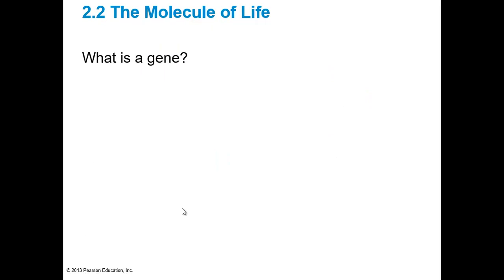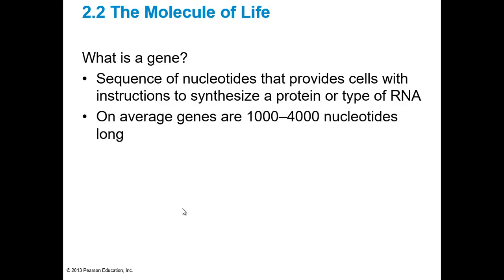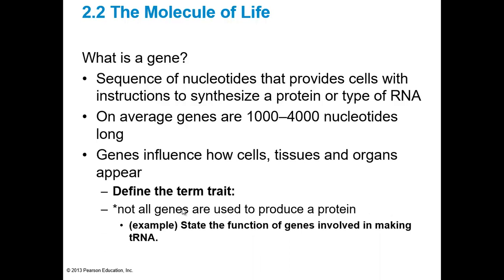Okay, in terms of genetic structure, what is a gene? A gene is just a sequence of nucleotides that is used to synthesize either a protein or a different type of RNA, like ribosomal RNA. And usually genes are somewhere between 1,000 and 4,000 nucleotides long. I've worked with genes as long as 8,000 nucleotides. And genes influence the cells because they are responsible for the proteins that make up the cells. Genes have traits, okay, and the trait is just some type of characteristic that's conferred directly to the cell. And not all genes are used to produce proteins. There's genes that make transfer RNA, and there's genes that make ribosomal RNA.